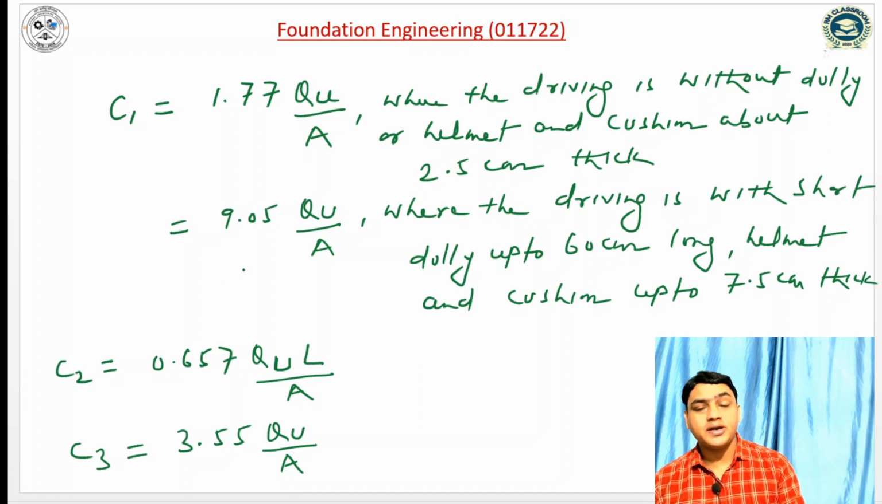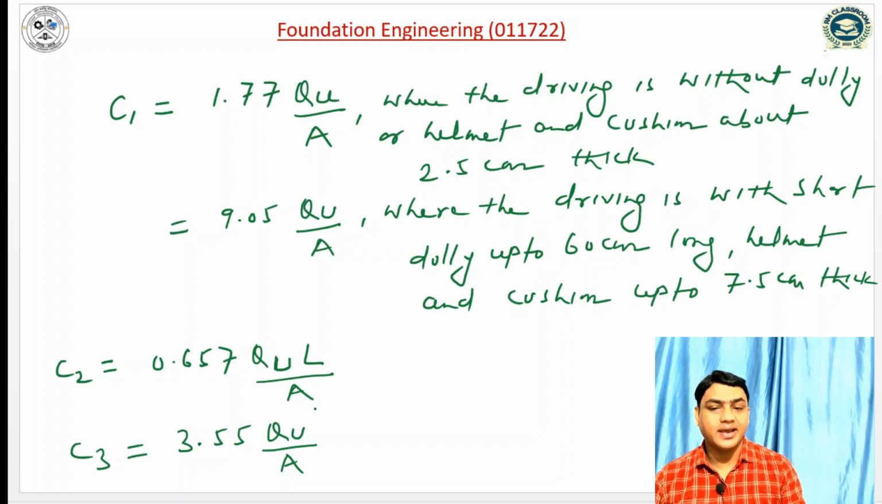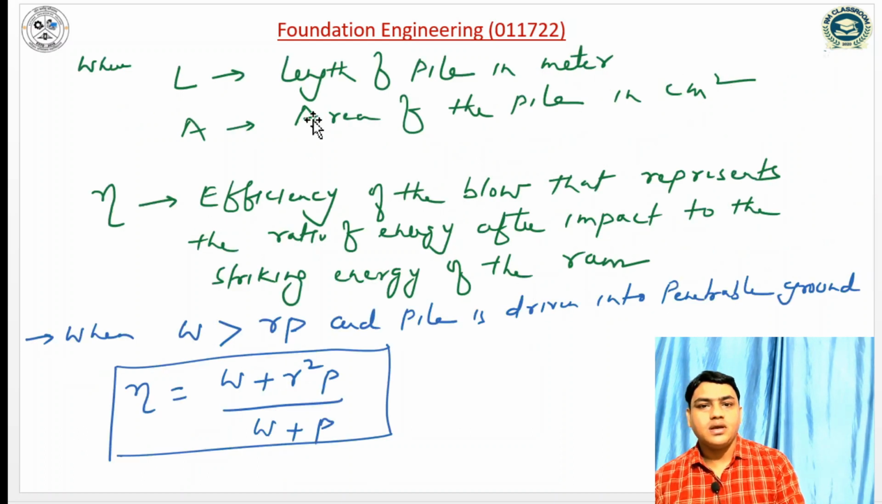Similarly, temporary elastic compression of the pile can be computed as 0.657 QUL by A, where QU is the ultimate load and L is the length of the pile in meter and A is the area of pile in centimeter square. And similarly, temporary elastic compression of the soil can be computed by this expression, where as I told you, L is the length of the pile in meter and A is the area of pile in centimeter square.